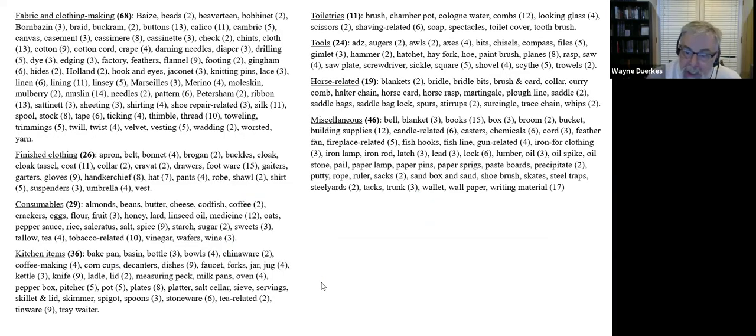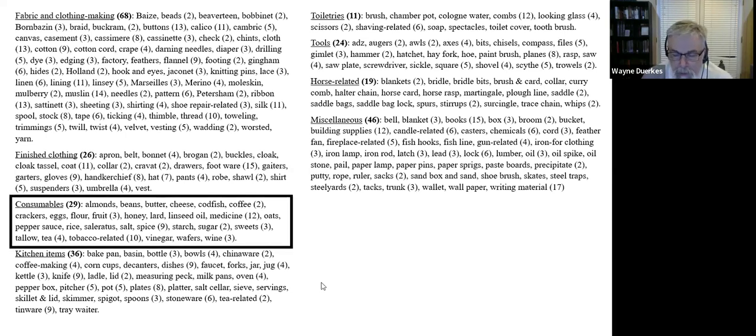So what I did is I took every item that he sold and broke it down into this little chart here. Now, I came up with 8 categorizations: fabric and cloth making, finished clothing, consumables, kitchen items, toiletries, tools, horse-related, and miscellaneous. Anyone could look at this and say, well, you need 10 categories, you need 4 categories. I would move this to there, and that's fine. I just came up with a methodology that I could kind of get a feel for what's happening.